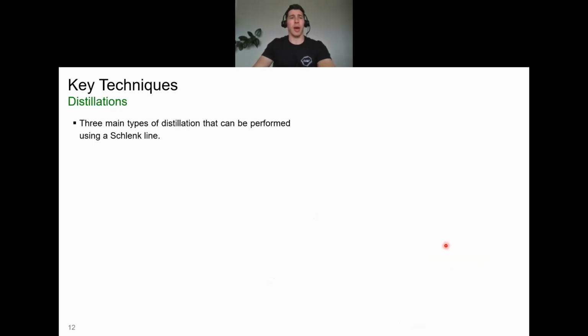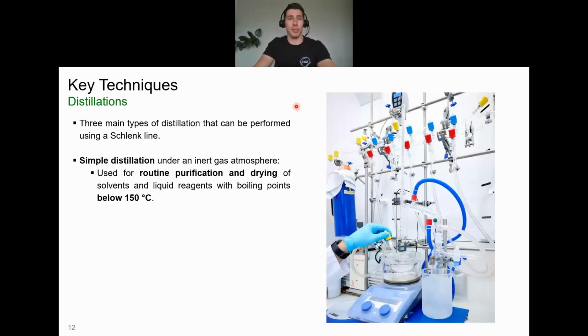I want to talk briefly about the types of distillation that can be performed using a Schlenk line. For many organometallic and inorganic main group chemists, half of our job seems to be drying and purifying a lot of the reagents before use, so we're very familiar with the types of distillation that can be performed. The first is what we call a simple distillation.